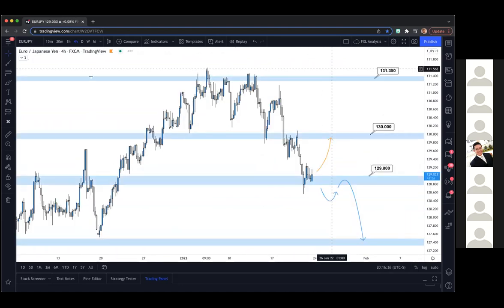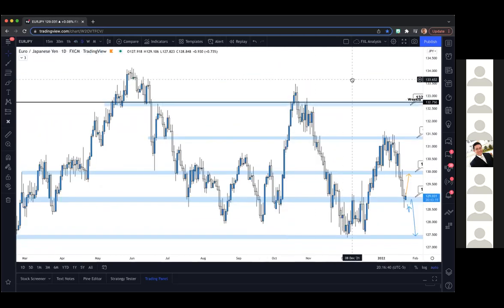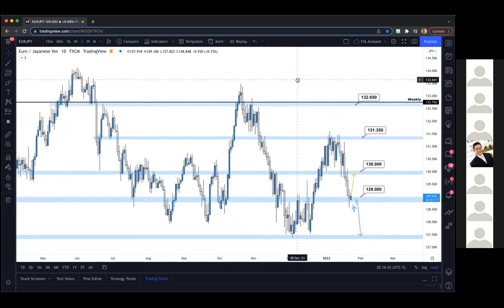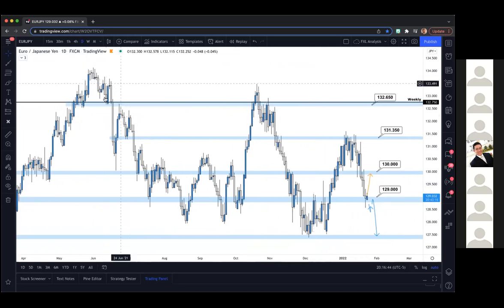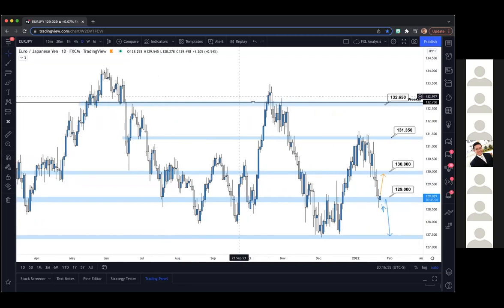Okay, so that's UJ. Let's jump over to EJ. This one's looking pretty good. Let's go to the daily time frame and see where we've been, see where we're going. Okay, so let's just start over here where price action was very bullish, hiking higher, right? Higher highs, higher lows, all the way up until this pretty much 133 area, essentially this huge weekly zone.